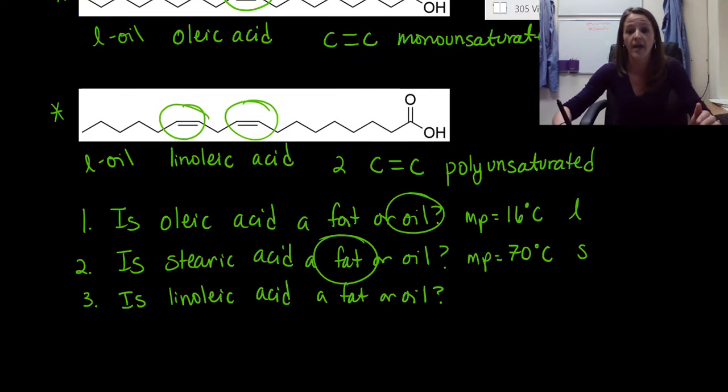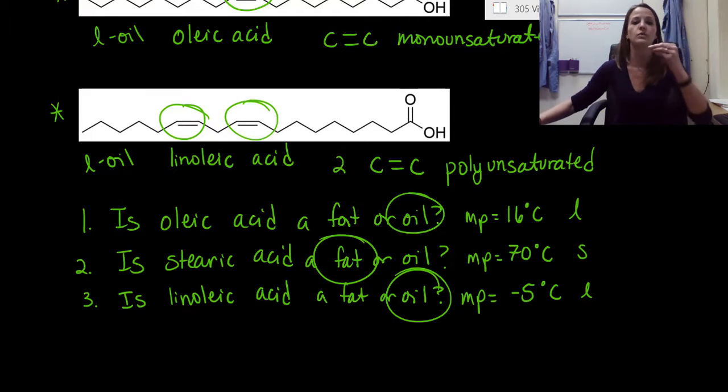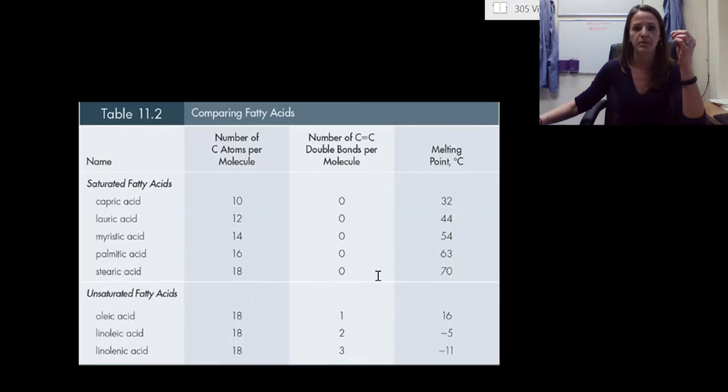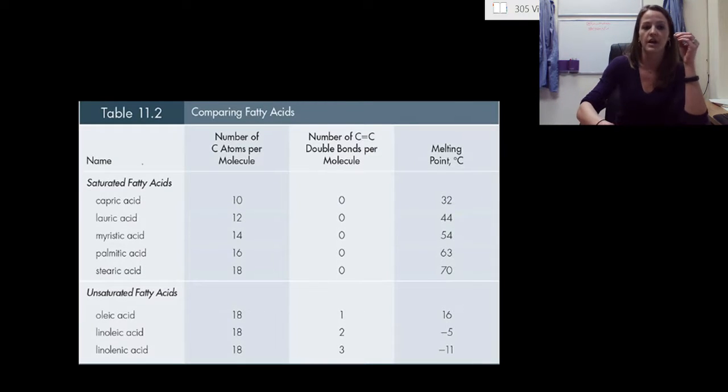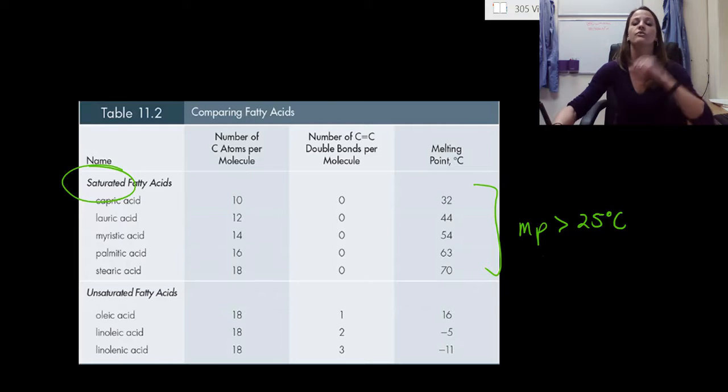You could have confirmed that by looking up the melting point, and I believe it has a melting point close to -5 degrees Celsius, definitely a liquid at room temperature, so that means it definitely has to be an oil. Now, what did we just learn here? Basically, let me pull up a chart here. Basically, what we just saw is that anytime you have a saturated fatty acid, your melting point is usually greater than 25 degrees Celsius. So if you're looking at a saturated acid, you're usually looking at something that is solid at room temperature, which means it is considered a fat.